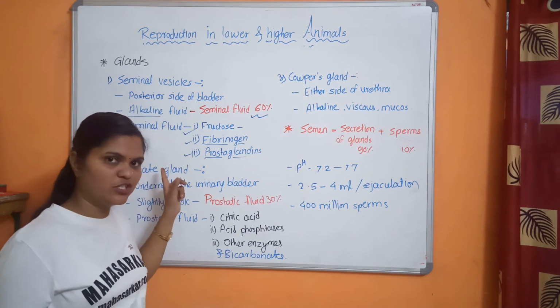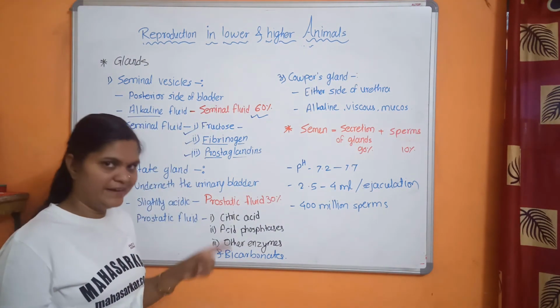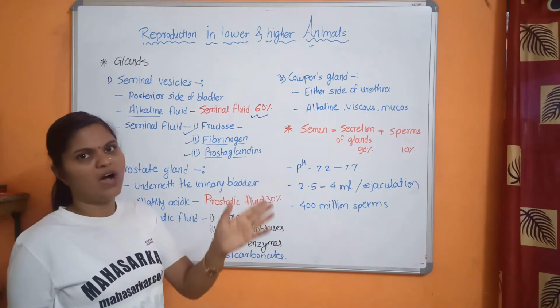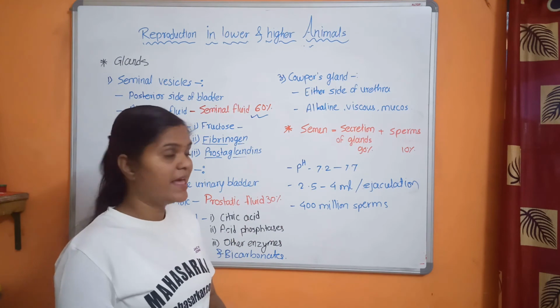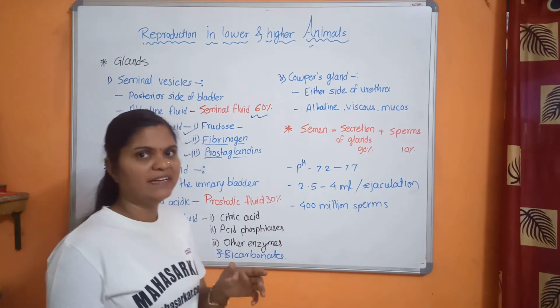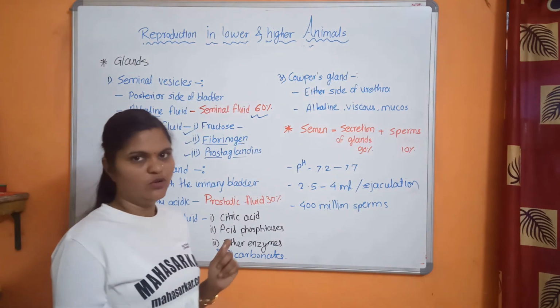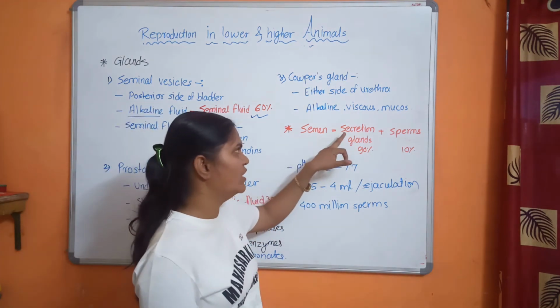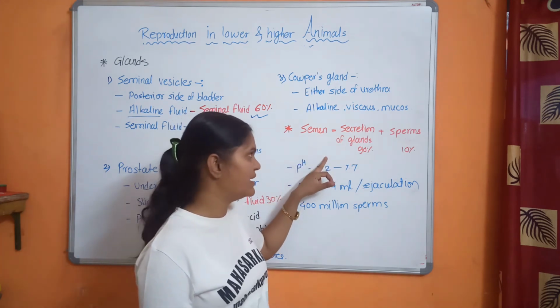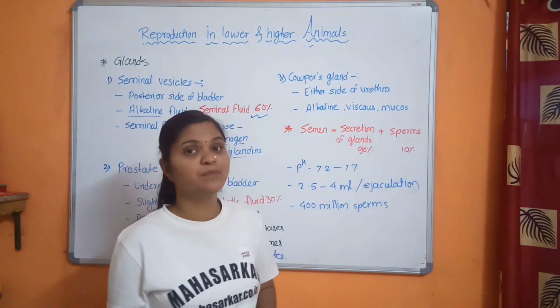In seminiferous tubules, sperms are produced. They are transferred towards the rete testis. From rete testis to vasa efferentia, from vasa efferentia to epididymis, from epididymis to vas deferens, then the ejaculatory duct, and then it passes into the urogenital duct. So semen is the secretion of glands, that is seminal plasma, which contributes 90%. Only 10% is sperms.